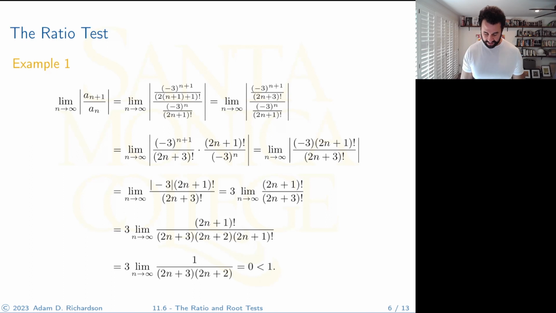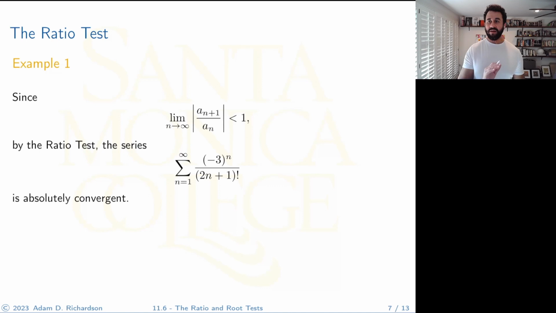As n goes to infinity, the denominator goes to infinity, so that means that the whole fraction goes to 0. 0 is less than 1. 0 is a finite number that is less than 1. So, by the ratio test, this series is absolutely convergent. And we're done. Absolutely convergent. That's all it takes.